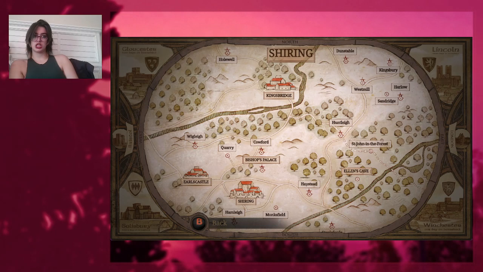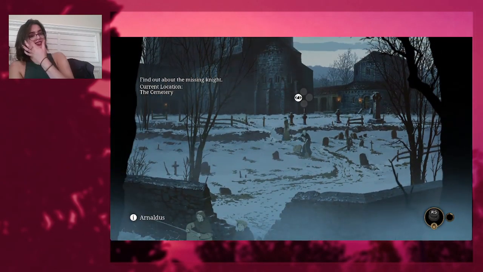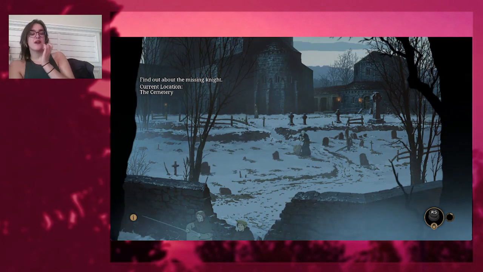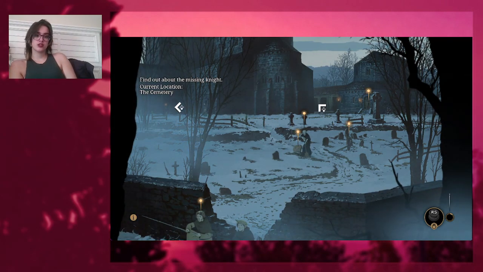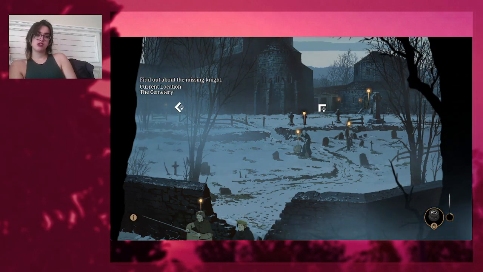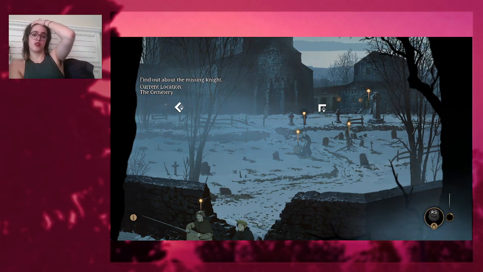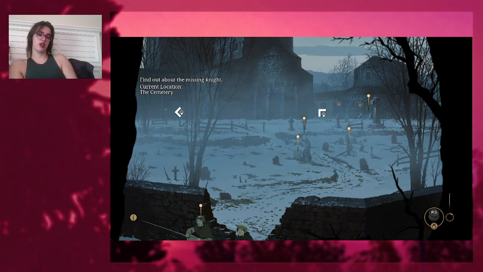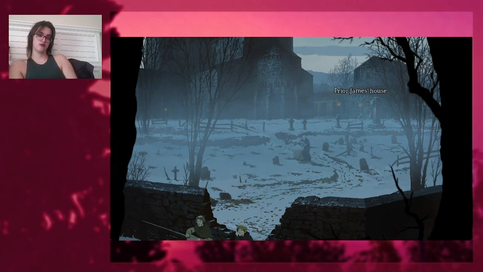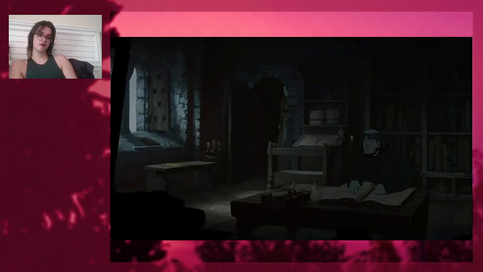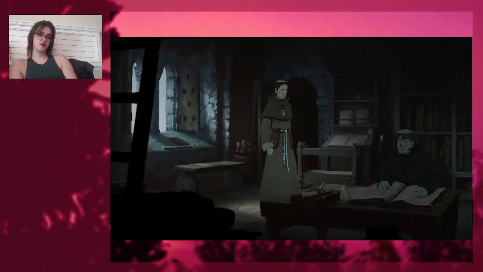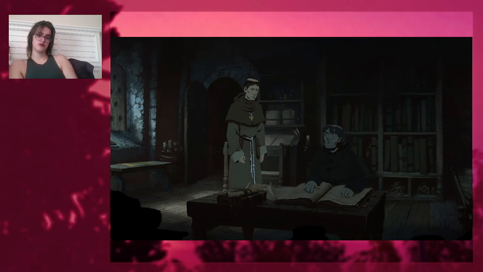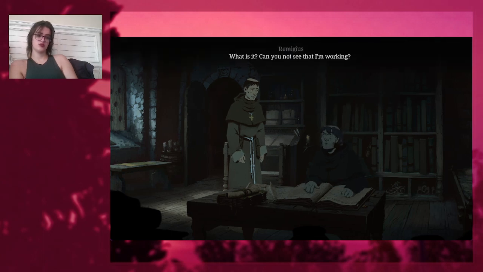Wait for me to zoom in onto Kingsbridge. We'll have to, could try the priory again. I don't know if Remigius is still in there though. He might just be like, what is it? Can you not see that I'm working?